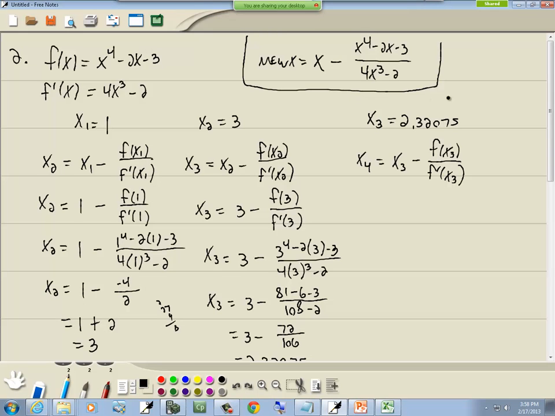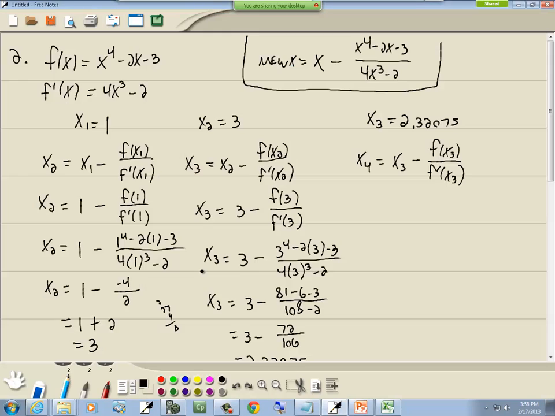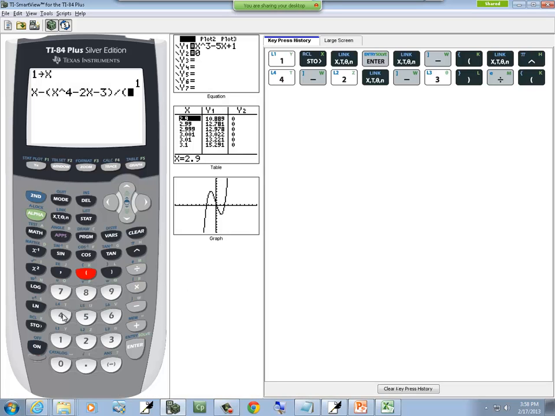This formula here is what I'm typing in. So minus 2X minus 3, closing parentheses, divided by, and then parentheses around the bottom. 4x to the 3rd minus 2. So 4x to the 3rd minus 2, closing parentheses.